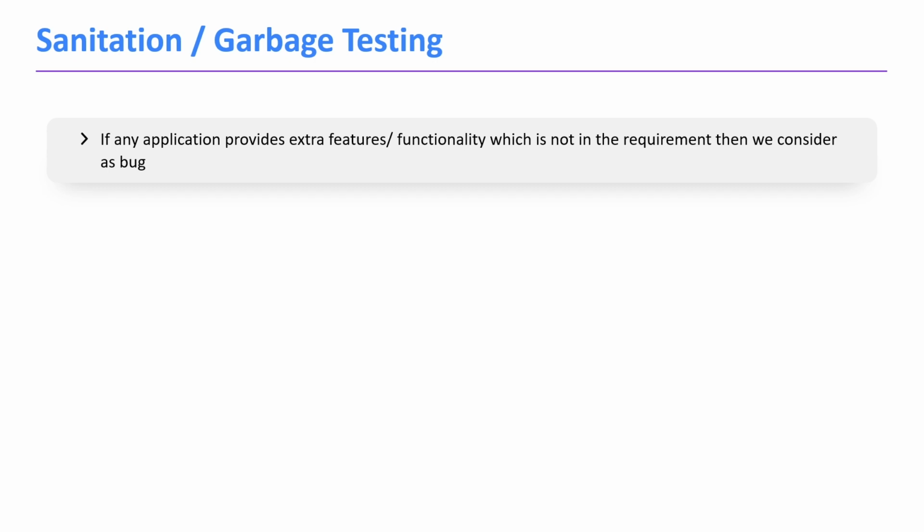So our application should not have any extra features or functionality other than the requirement. So checking that, removing all the extra features, and then testing the application according to the requirement, that is called sanitation or garbage testing.